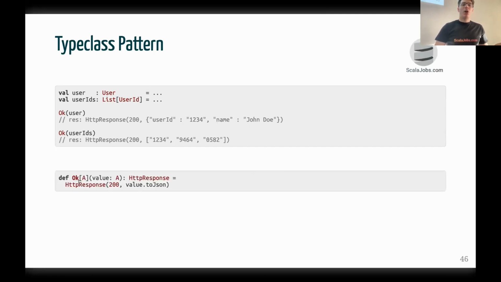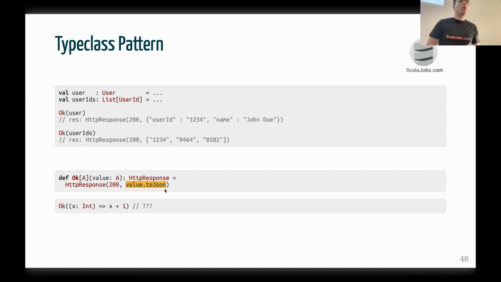Well, we can say OK is a method that takes a type parameter A, returns an HTTP response with 200, and serializes it to JSON. But the question is, how do we serialize an arbitrary value to JSON? Can you serialize everything to JSON? It's a bit of a contrived example, but imagine trying to serialize a function. How do you serialize a function? It doesn't really make sense.